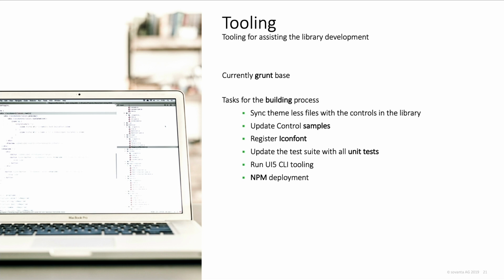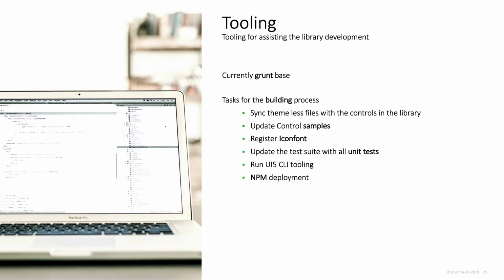The tooling has several parts. The first part is to sync the theme files with the controls in the library. So when we create a new control, we have to make sure that there's also a theming file for it, so that we can encapsulate this code from the other controls. The second one is to update our control samples. We have some samples for our controls with a description file, which says which sample belongs to which control. So this can automatically be mapped for the whole library.